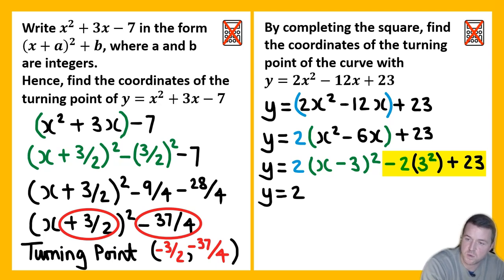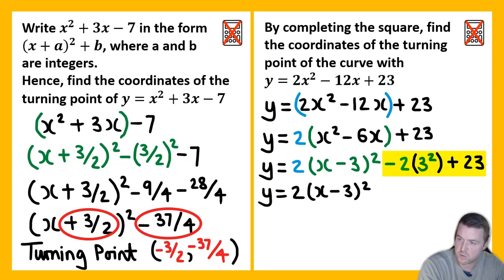My completed the square form will be y equals 2 bracket x minus 3 squared, and then negative 2 lots of 3 squared is negative 18, and adding 23 will give me positive 5.